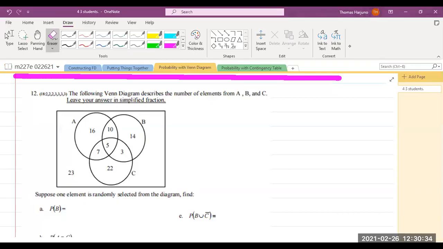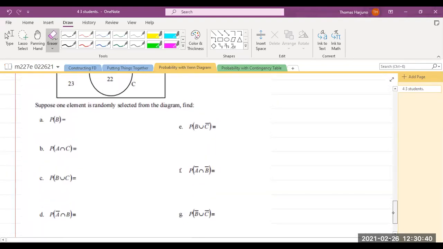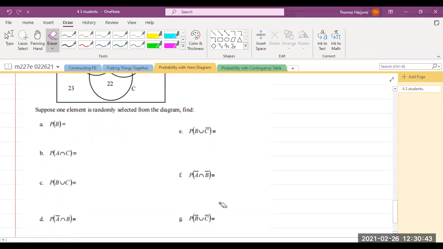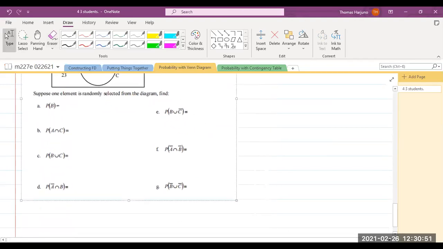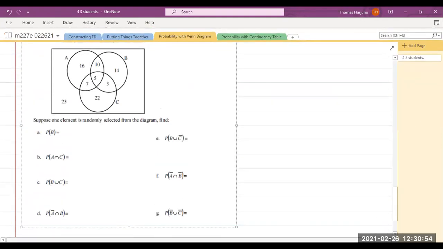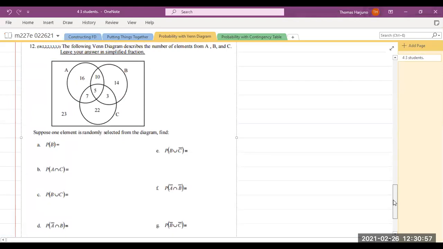We have a Venn diagram here, and we need to compute the probabilities for these events. Let me just make it a bit smaller so that I can fit them into one screen. Give me a second. I want to fit them into one screen. However, there's one thing you need to pay attention to: I want your final answer to be in simplified fraction. Besides getting the answers, I will also teach you something new later on, how to simplify a fraction using your calculator.